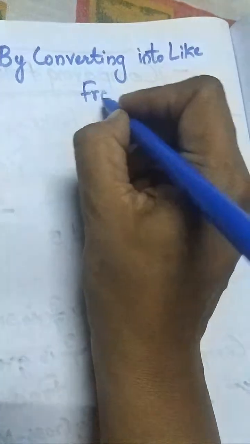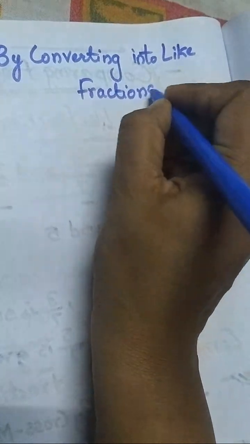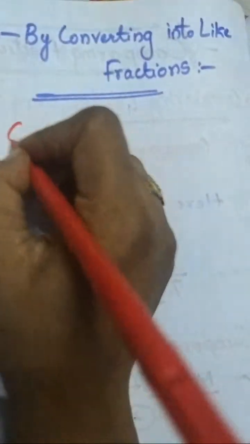What is the second method? The second method is converting unlike fractions into like fractions. We have to convert the given unlike fractions into like fractions, then we can easily compare the values. For example, see here what we have to do in the second method. By example I will show you.